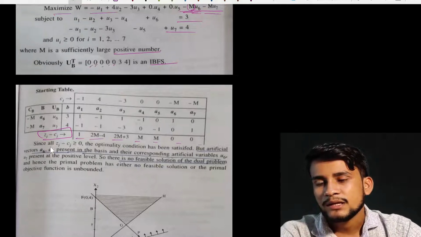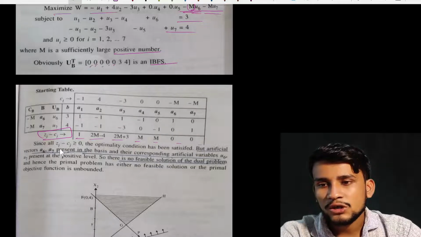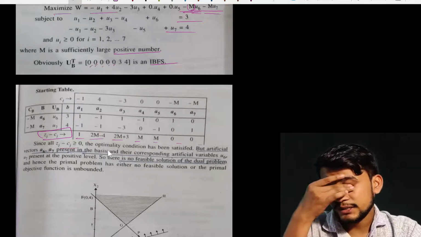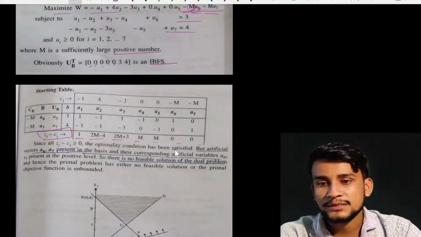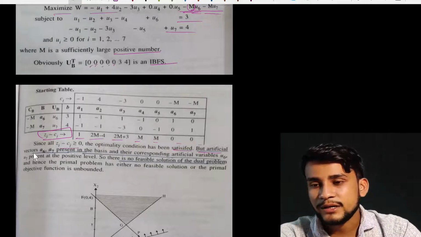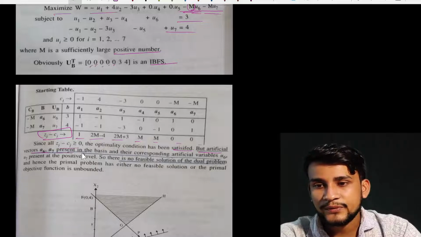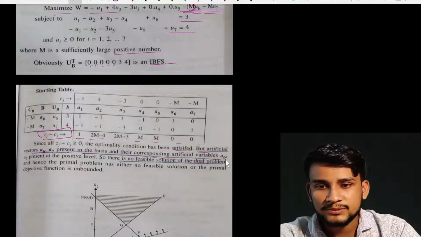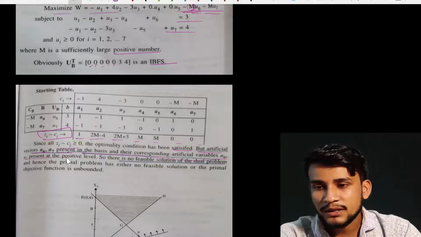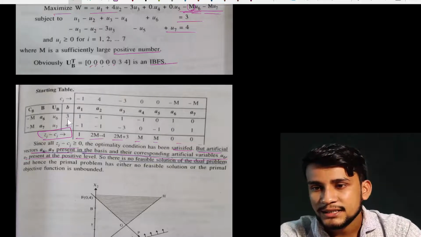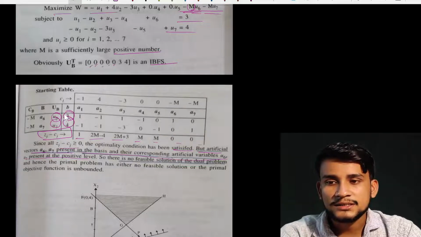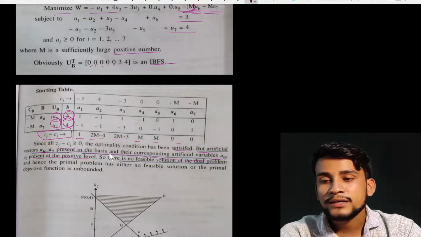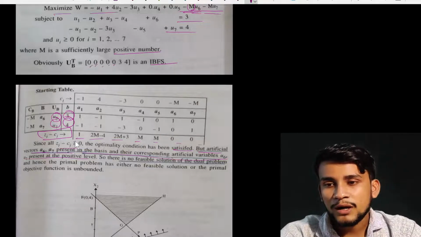See here, all Zj minus Cj are greater than 0 in the optimality condition, so the optimality condition has been satisfied. But the artificial vectors a6 and a7 are present in the basis, and their corresponding artificial variables u6 and u7 are present at a positive level. See here, u6 and u7 are present with a positive value, that is, at a positive level.